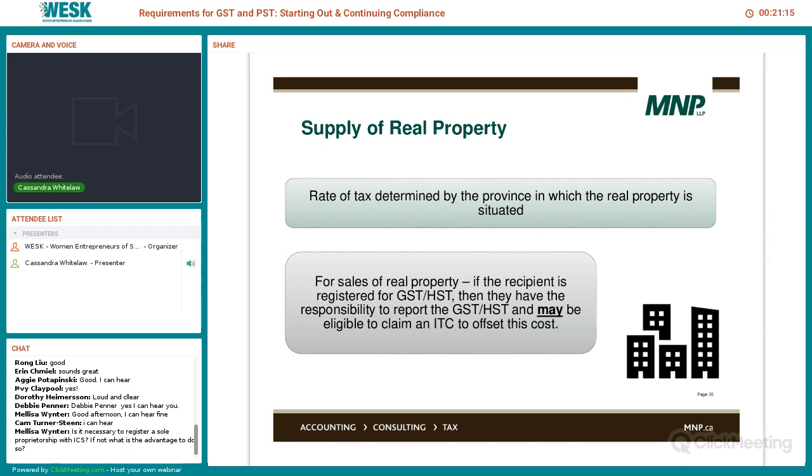And so the reason the CRA has done this rule like this is to kind of mitigate cash flow issues rather than having to pay the GST and waiting to claim it back. You can just do it all in one return.